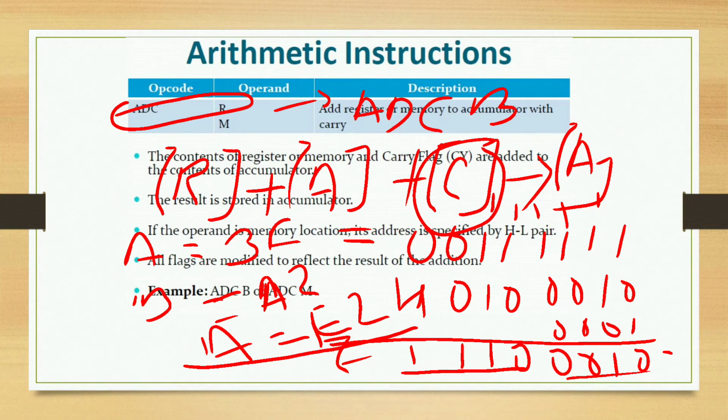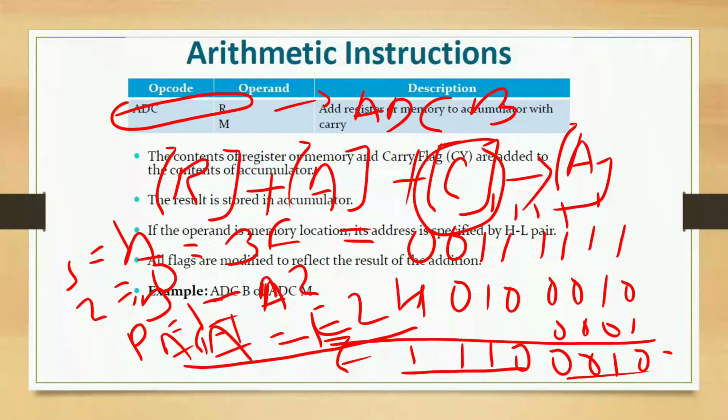Here the sign flag is 1, zero flag is 0 because result is other than 0. Parity flag is 1 because even number of ones is present. Auxiliary carry is 1 because in D3 carry is generated. Carry flag is 0.